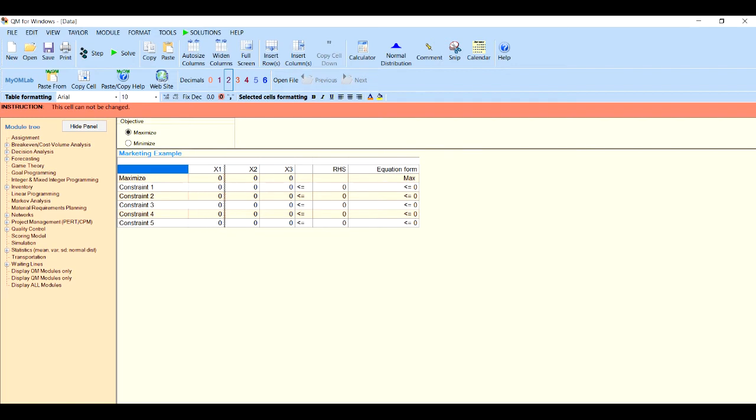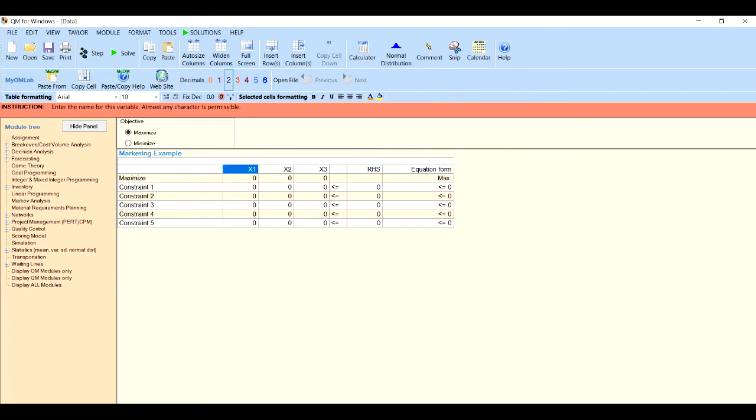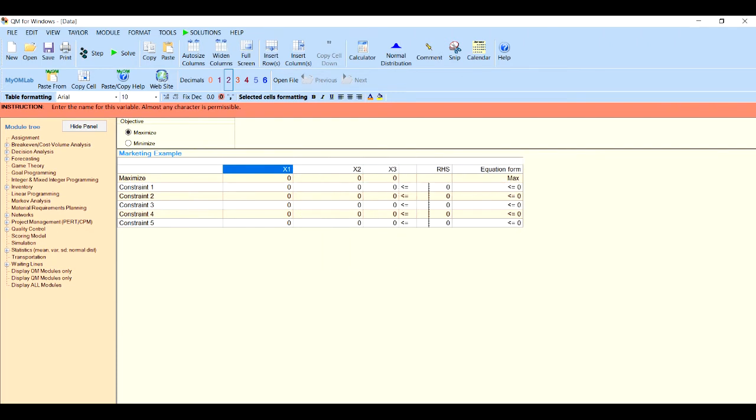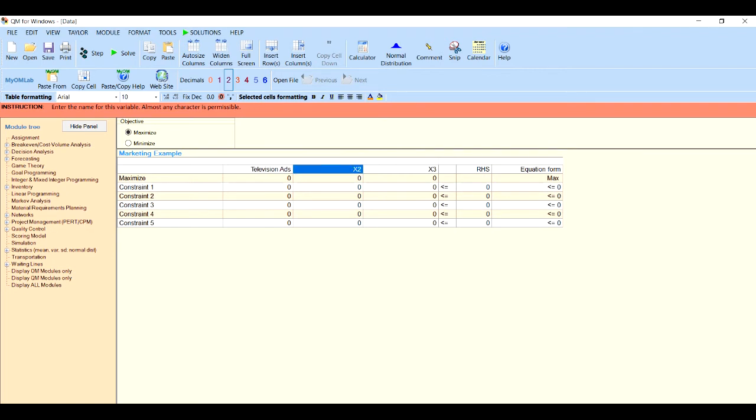So first, we'll expand some of these columns. Now, as we mentioned, we'll expand these ones too. Why not? The first one, our first decision variable, as I mentioned, is television ads. Our second, radio ads. And our third is newspaper ads.